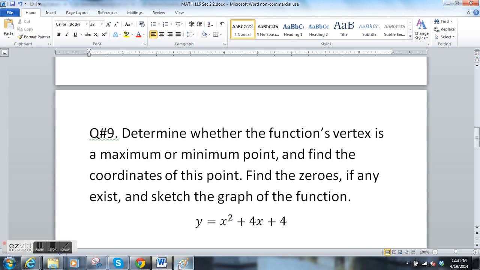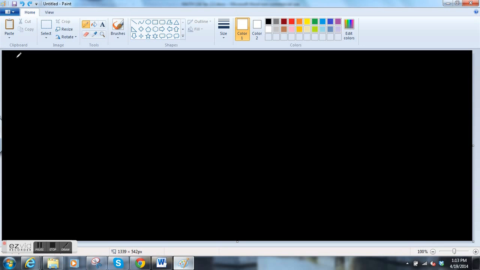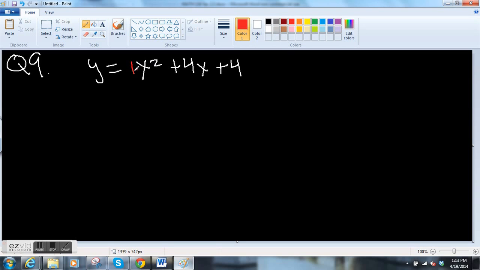So here is our equation. Y equals x squared plus 4x plus 4. So this is question 9. And we have y equals x squared plus 4x plus 4. And the first thing is, it asks, is it a maximum or a minimum? Well, what you can do is look at this equation and you see that that's 1 times x squared, and 1 is greater than 0. So that's telling us that this opens up.